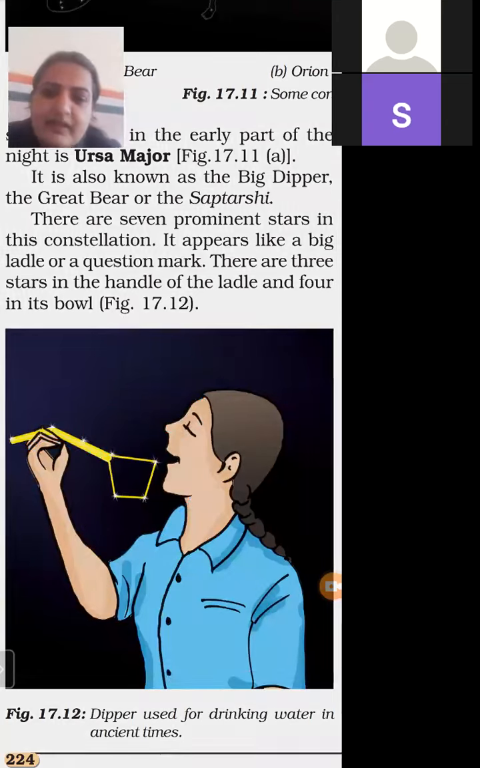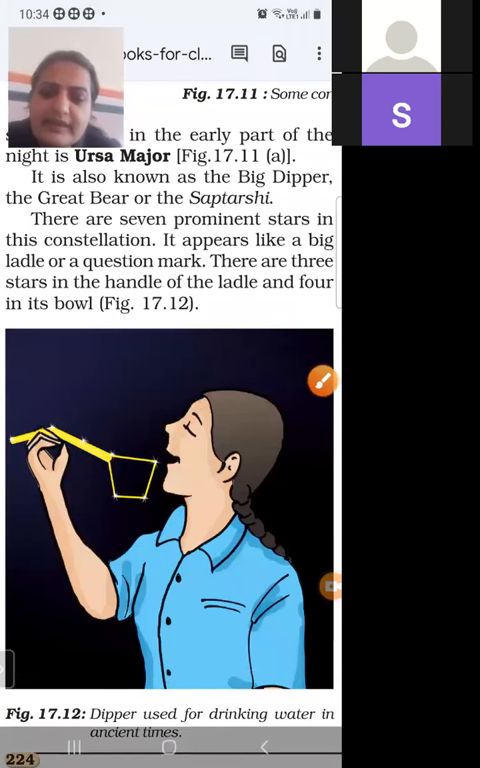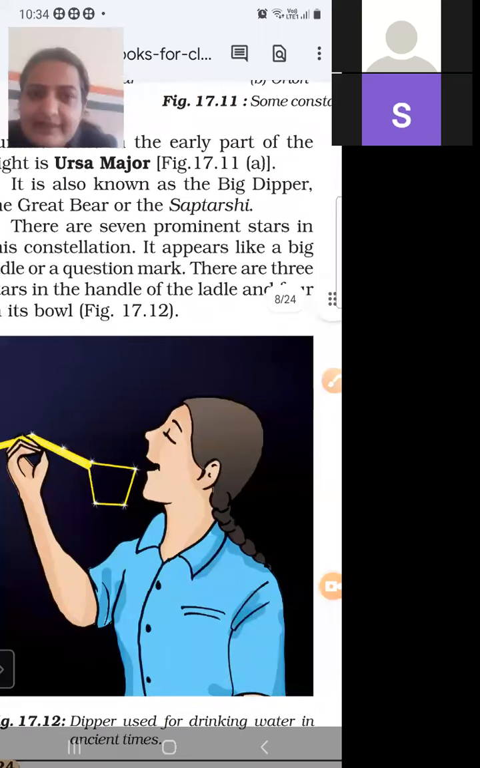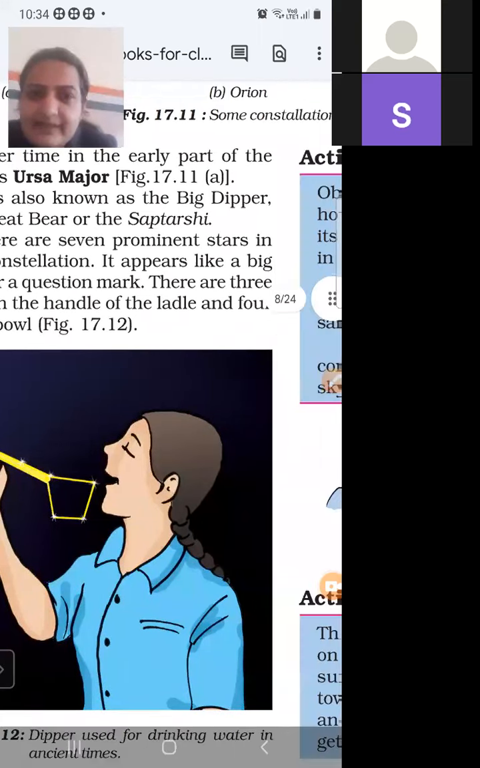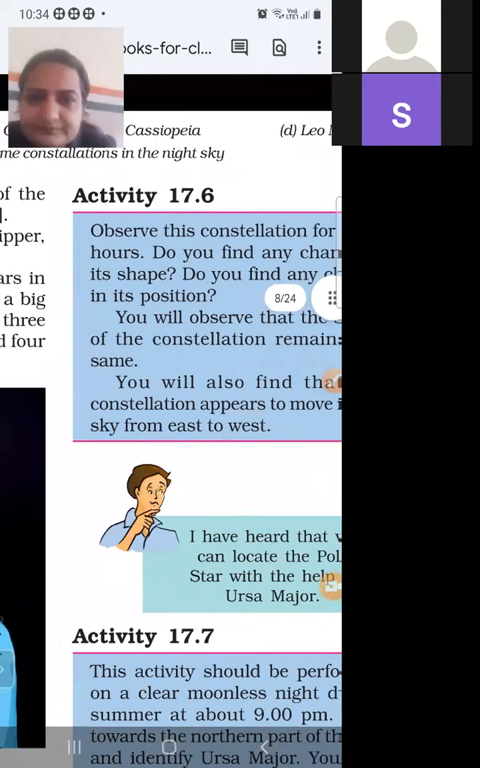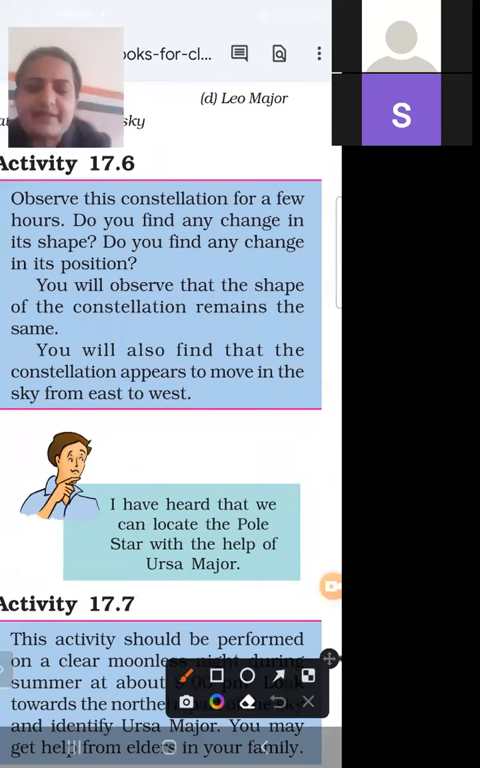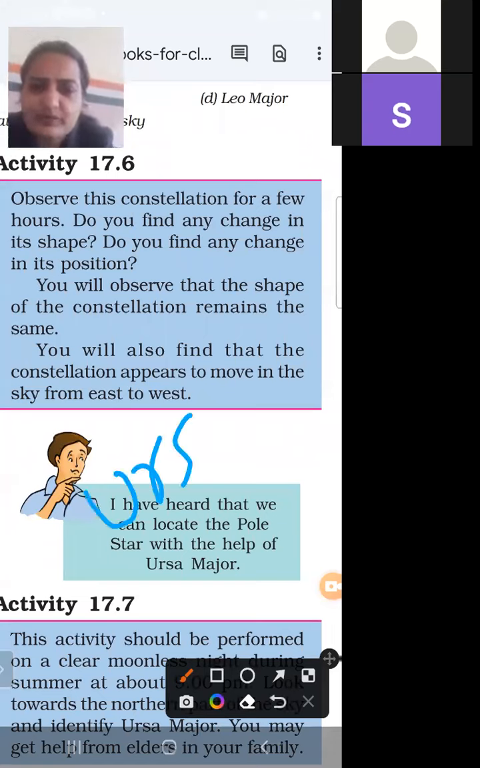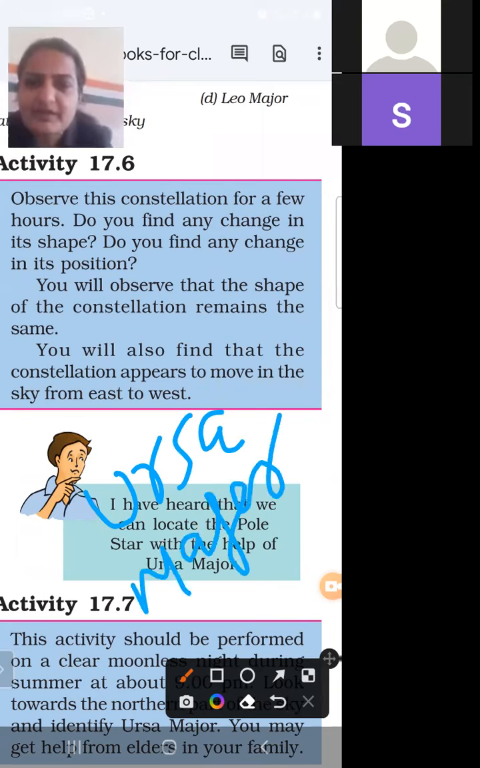So this is our Ursa Major. Next is to observe these constellations for a few hours. There is an activity 17.6. You observe these constellations, just like Ursa Major, for a few hours.